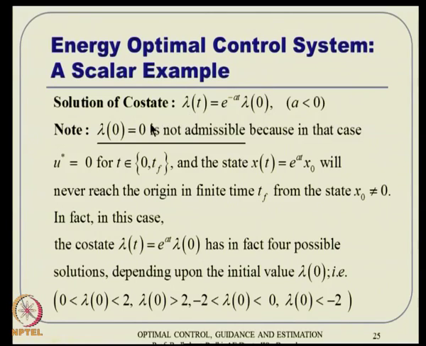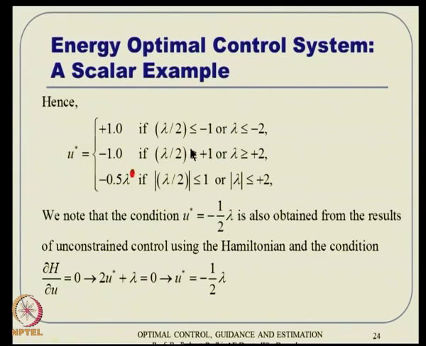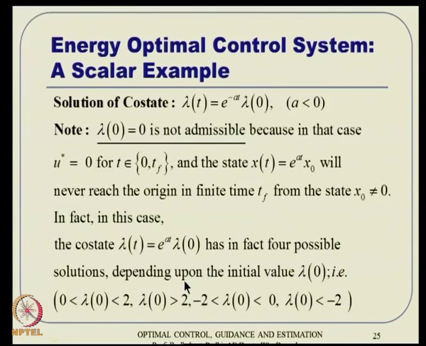Also note that lambda 0 equal to 0 is not admissible, because once lambda t happens to be 0, it will remain at 0, and then u star happens to be 0 all the time. Then x of t is just the homogeneous system, and this homogeneous system will never reach the origin in finite time actually. So, that is typically ruled out actually.